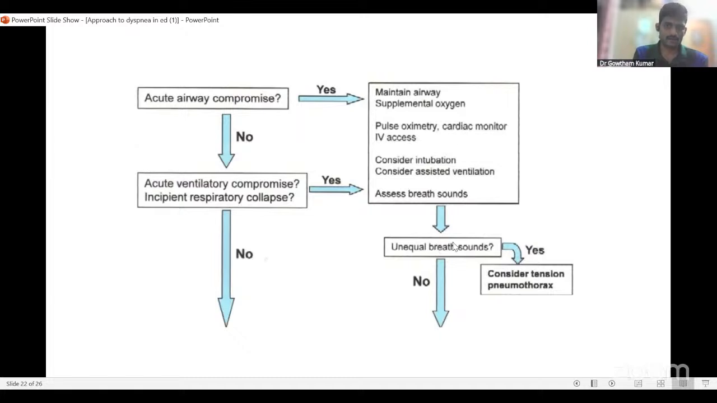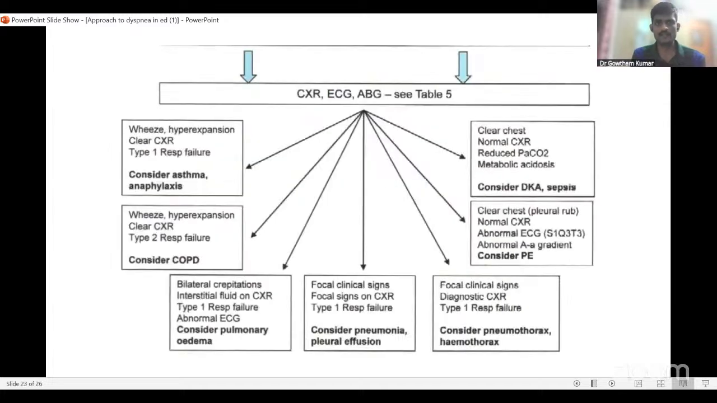If there are unequal breath sounds, then it is tension pneumothorax. Do percussion, check for hyperresonant, dull, anything. If it is hyperresonant post-trauma, go for ICD. If not, next go for other investigations: X-ray, ECG, ABG, and proceed accordingly. If someone has wheeze, hyperexpansion, clear chest X-ray, type 1 respiratory failure, then you can consider asthma or anaphylaxis. History will tell you. Check the history.